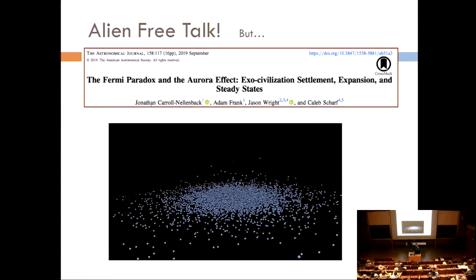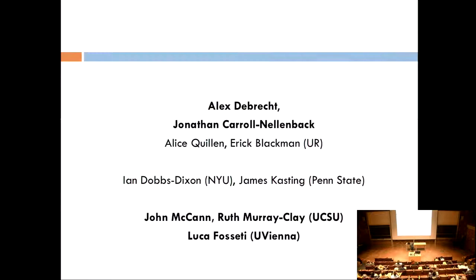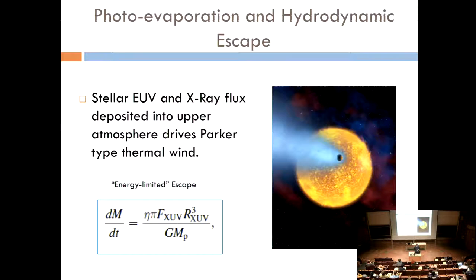What I am going to tell you about, though, is work that a number of people have been involved in. It started with Ian Dobbs-Dixon six or seven years ago, when we started thinking about using the code that we built, AstroBear, which is an adaptive mesh refinement MHD code, to do something with exoplanets. At first we tried the problem of hot Jupiter circulation, and it turned out that our code was the absolute worst code you could possibly pick for that. Instead, we found that the problem of photoevaporation or planetary mass loss was well-suited. The whole group of people here has been part of this project. In particular, Alex DeBrecht, my graduate student, has been taking the lead on it.